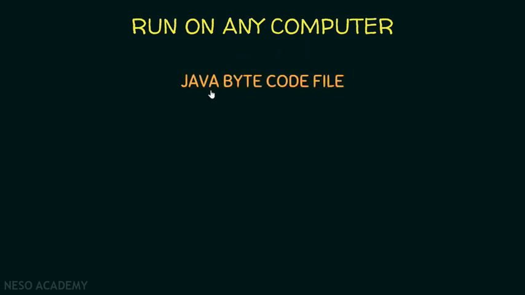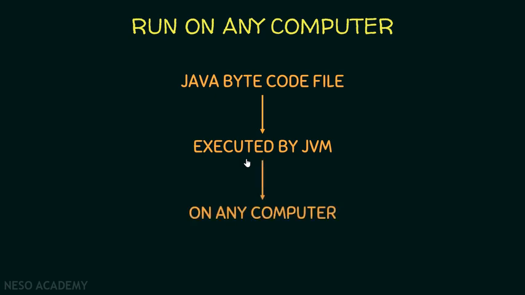Suppose that we have a Java bytecode file, okay? If you bring any machine that has JVM installed, JVM can execute this Java bytecode file, alright? So this is why Java programs can be run on any computer.